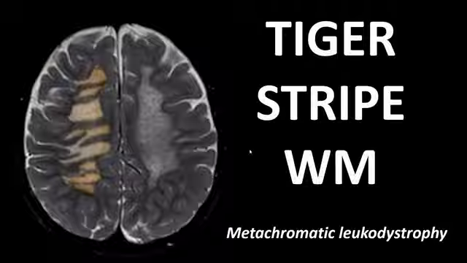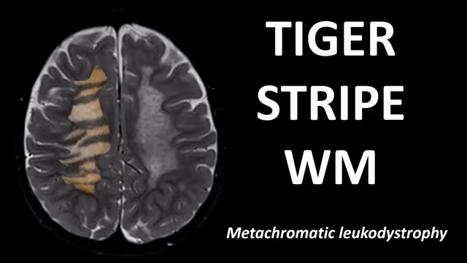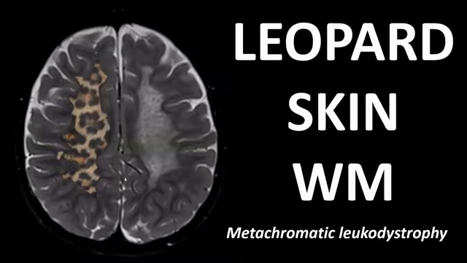So tiger stripe white matter, think metachromatic leukodystrophy, and the stripes or the dots you see basically reflect regions of perivenular white matter that is relatively preserved or preserved. Now, you can also say, well, it kind of depends on the way you interpret it. You can recognize stripes in it, or you can recognize spots in it.